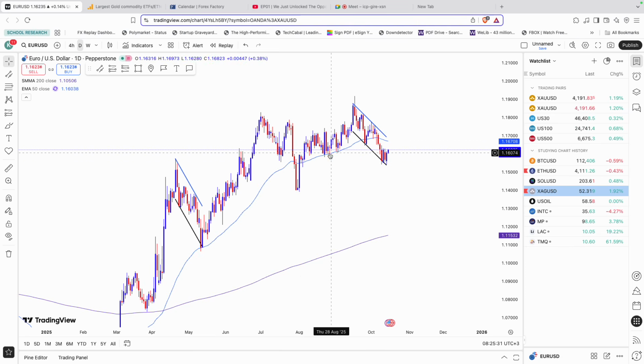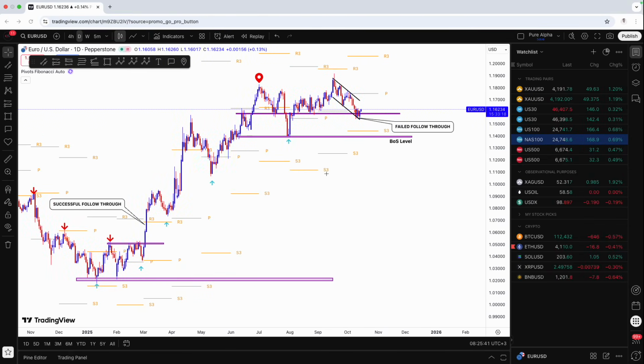Look at this impulse. It is not as strong. It is not as strong as these previous impulses. So you should also be a little bit wary of that.